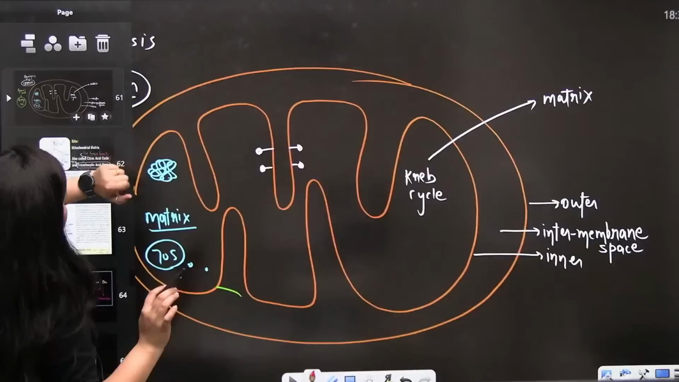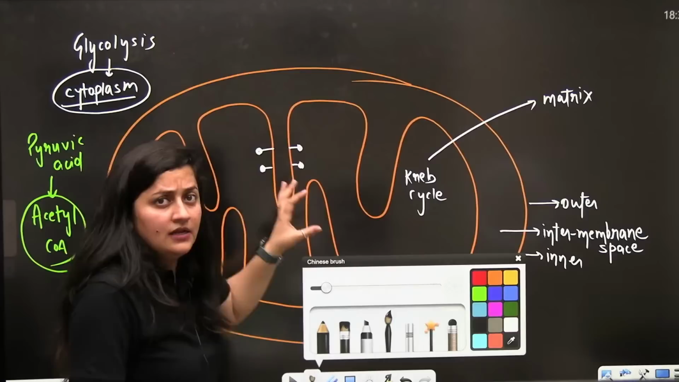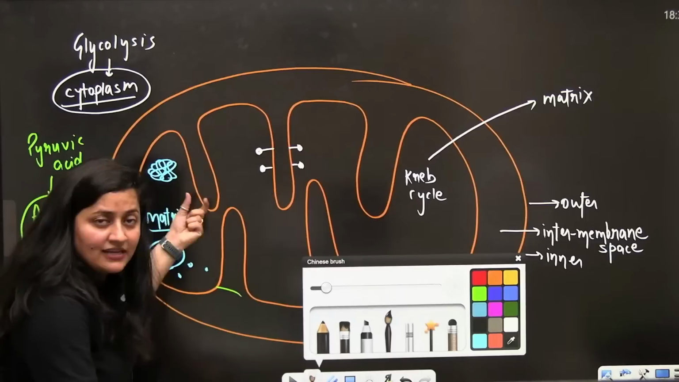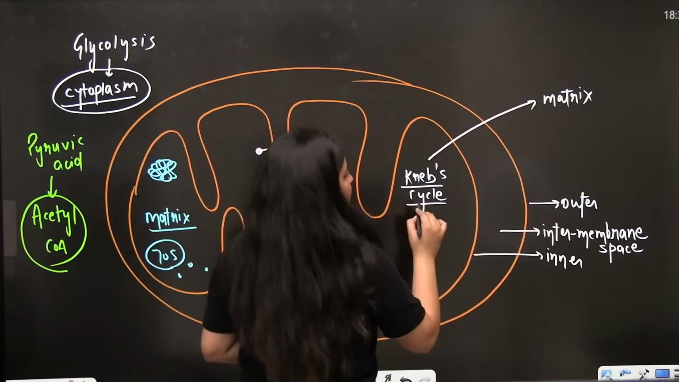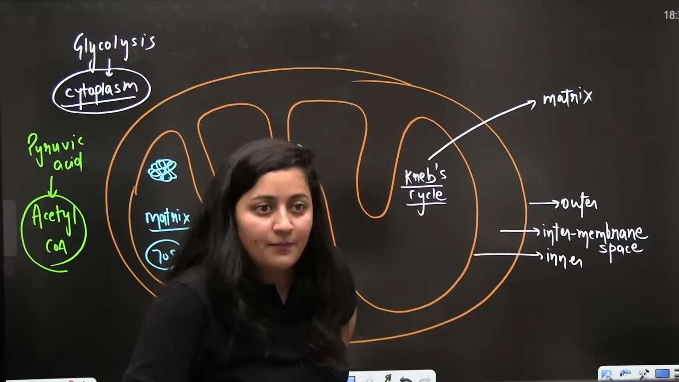We have to discuss that. Now, when you talk about the Krebs cycle, the link reaction converts pyruvate into acetyl coenzyme A, and this link reaction is also taking place here in the matrix. So pyruvate will enter the Krebs cycle. Whatever enzymes are required for the Krebs cycle, all of them are present in the matrix.